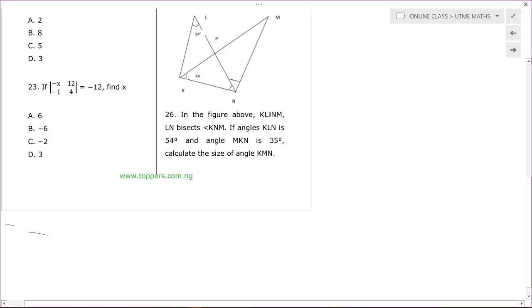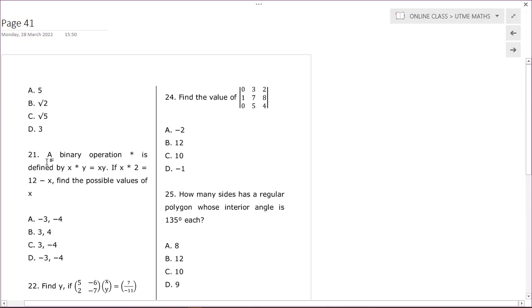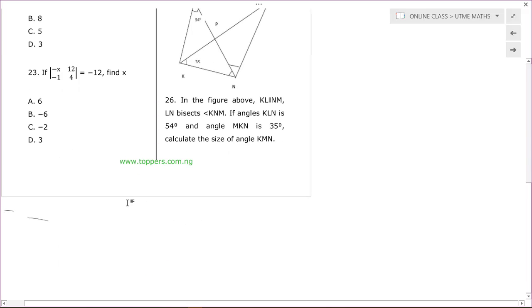Today we'll be looking at number 21, 22 to 30 of JAM question 2015. Let's look at number 1 so that you can be happy. Now the question says that a binary operation, this star, is defined as x star y equals x times y. If x operation 2 equals 12 minus x, find the possible values of x. To solve this is quite easy. Number 21 to be solved now.